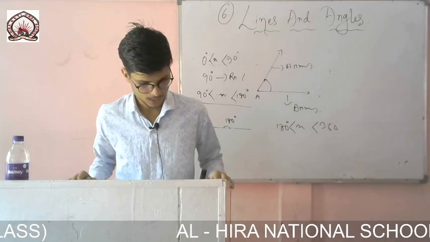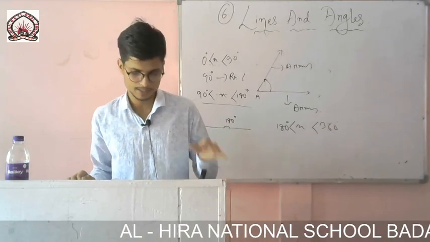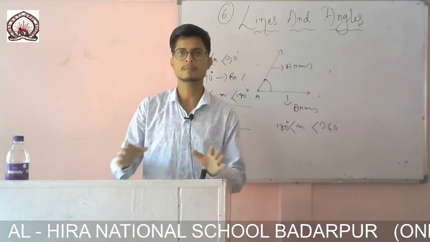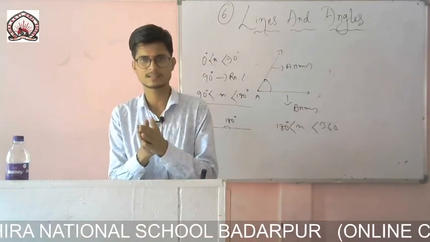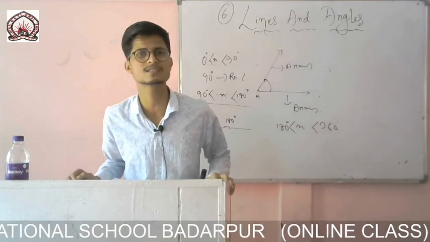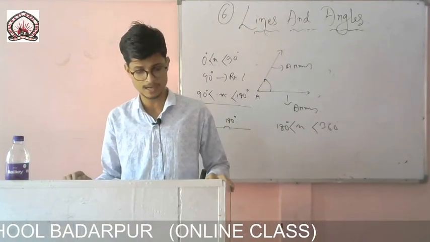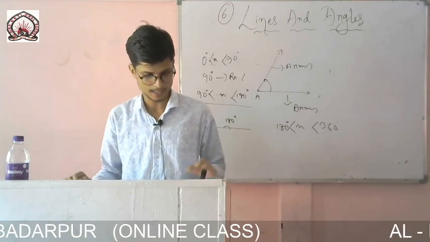So now comes complementary and supplementary angles. Complementary angles: if I add two angles and they have the sum equal to 90 degree, then we say they are complementary angles. And if the sum is 180 degree, then we say they are supplementary angles.